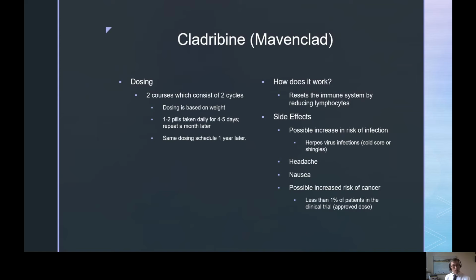In the clinical trial, there were 10 patients that experienced cancer and 3 patients in the placebo group. These trials were conducted over 10 years ago, and so we've been able to follow patients long term, and the rate of cancer seems to be in line with the general population.